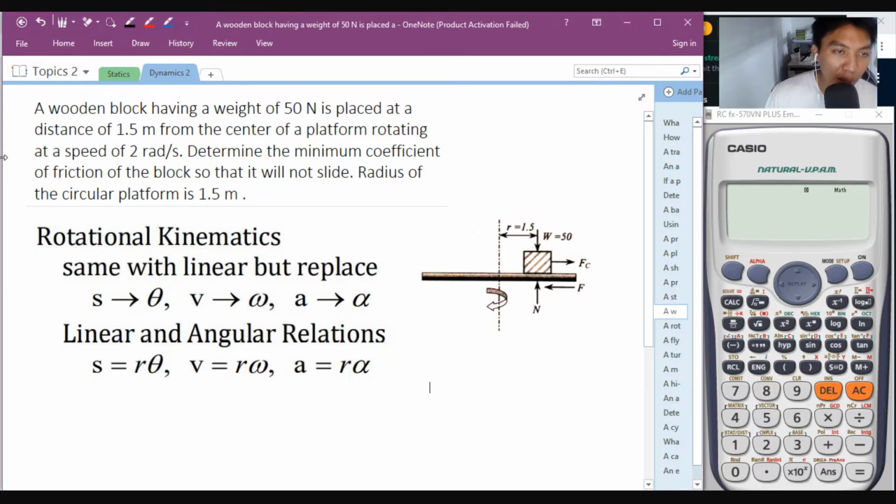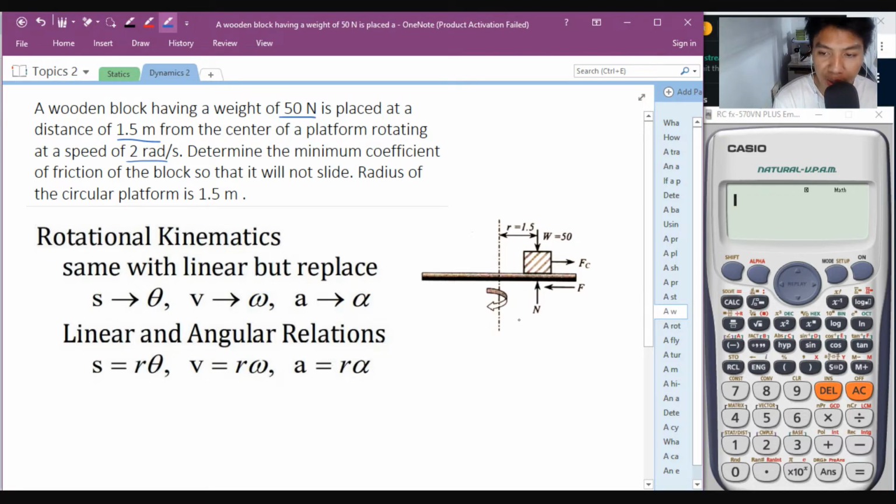A wooden block having a weight of 50 newtons is placed at a distance of 1.5 meters from the center. So that is the radius of the rotation of a platform rotating at a speed of 2 radians per second. Determine the minimum coefficient of friction of the block so that it will not slide. The radius of the circular platform is 1.5 meters.